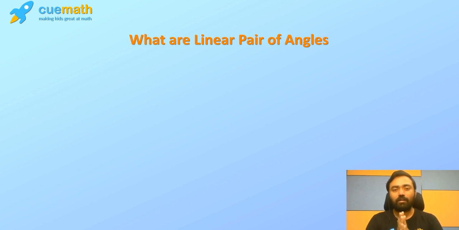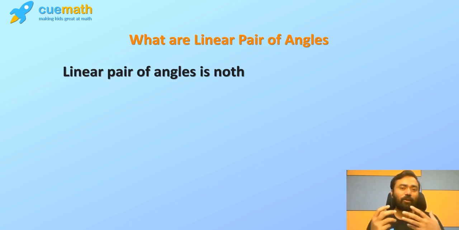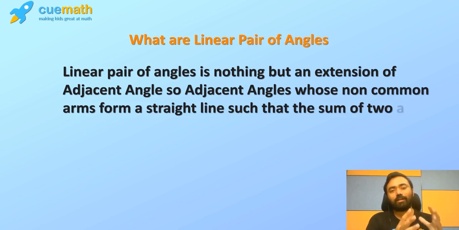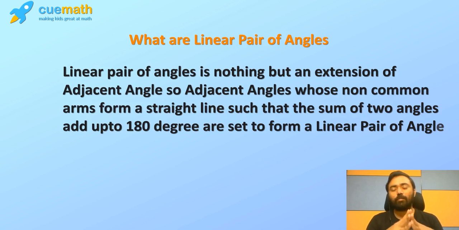Let's now look at what are linear pair of angles. So basically, linear pair of angles is nothing but an extension of alternate angles. So alternate angles whose non-common arms form a straight line such that the sum of the two angles adds up to 180 degrees are said to form a linear pair of angles.